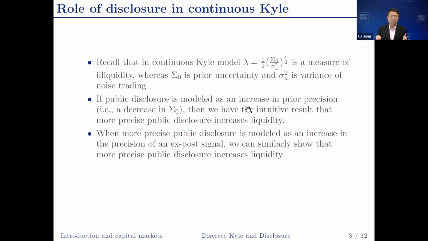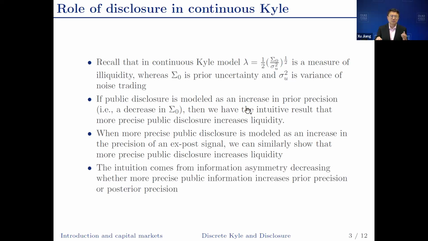We can also show that if more precise public disclosure is modeled as an increase in the precision of the exposed signal about the fundamental, then more precise public disclosure also improves liquidity. The reason is that regardless of whether more precise public disclosure increases prior or posterior precision, it reduces information asymmetry between the informed trader and the market maker. Such information asymmetry gives rise to illiquidity, as we discussed in the previous lesson. In an extreme case, when the disclosure is perfect, there is no information asymmetry and illiquidity disappears.